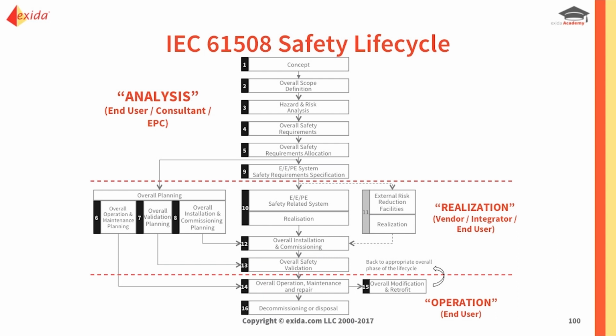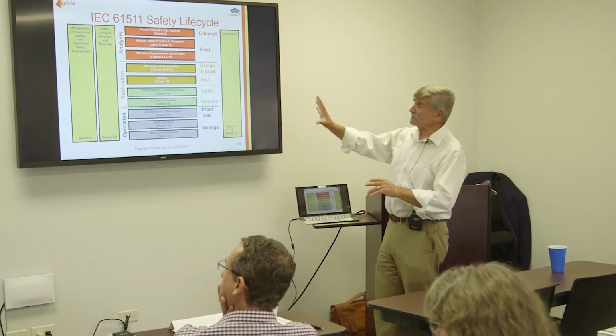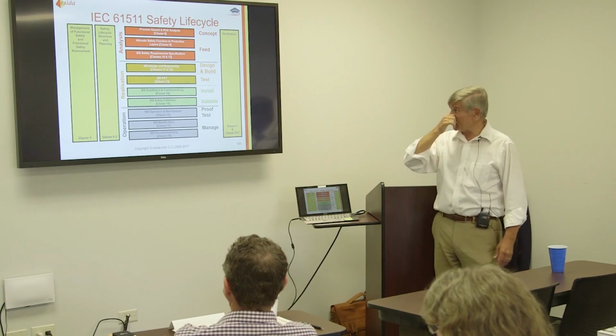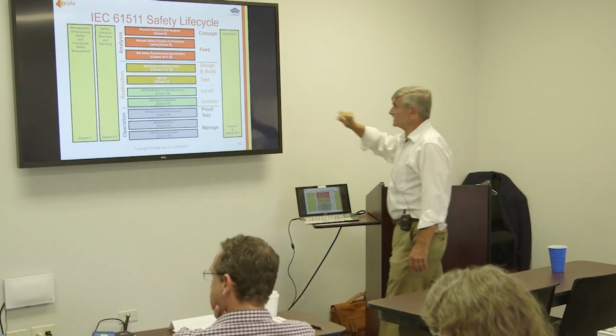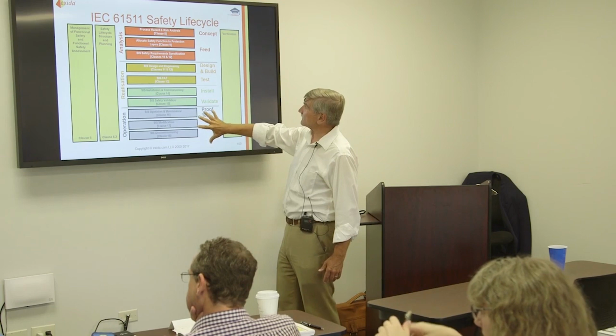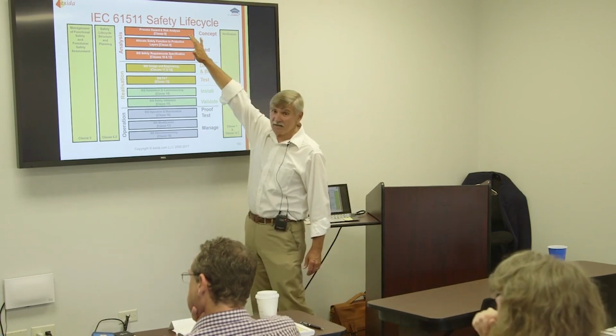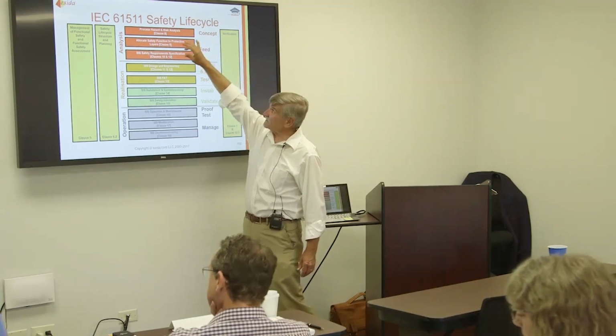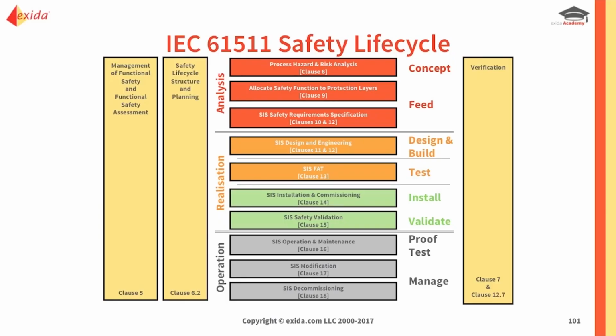There's 3 phases: analysis, realization, and operation. No matter how they draw it, there's typically 3 phases. This is the drawing from 61511, and it looks different, but there's still analysis, realization, and operation. Figure out how much safety you need, write it down, and give that information to the designers. The designers figure out what they're going to do and do it. Factory acceptance test, installation, commissioning, validation, operation, maintenance, and then modification and decommissioning.